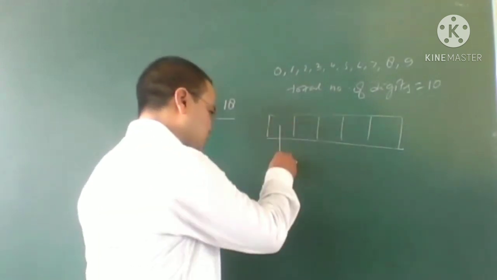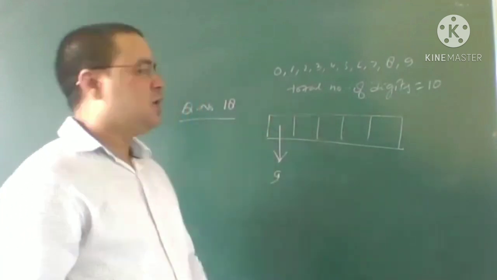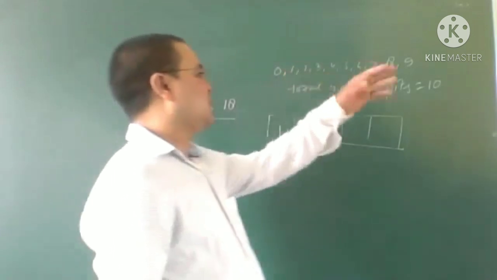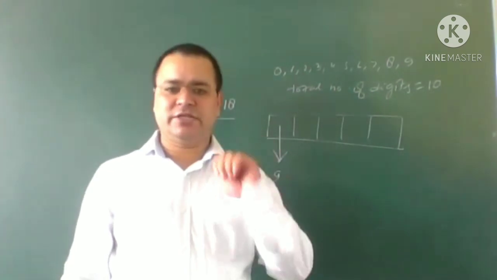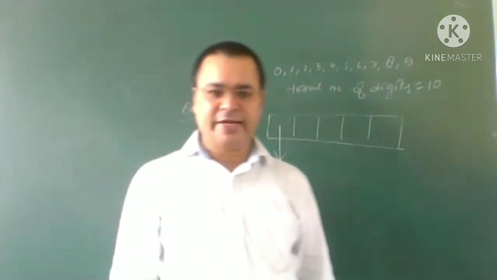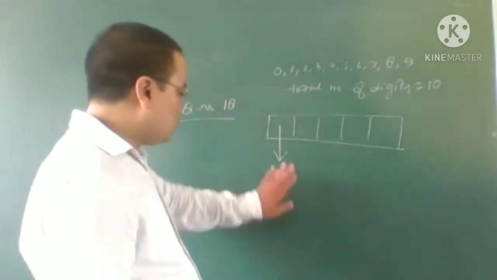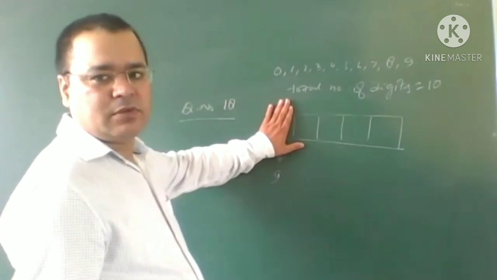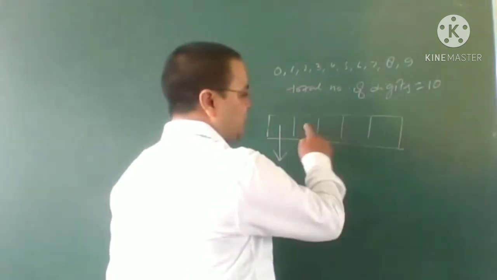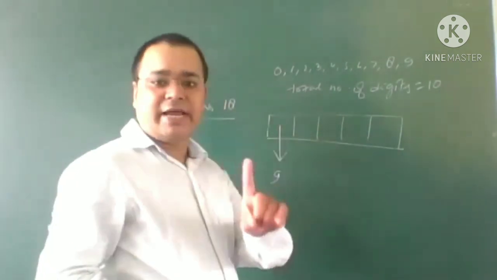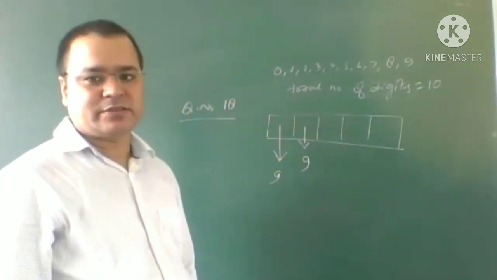The number of choices for the first position is what? Only 9. Why 9 only? Because we cannot write 0, and the others we can write: 1, 2, 3, 4, 5, 6, 7, 8, up to 9. So there are 9 digits. Now this place is fixed, so one number is fixed. How many numbers are remaining? For the second place, we have 9 numbers, so we have 9 choices.